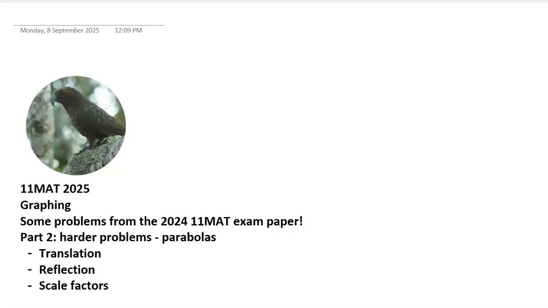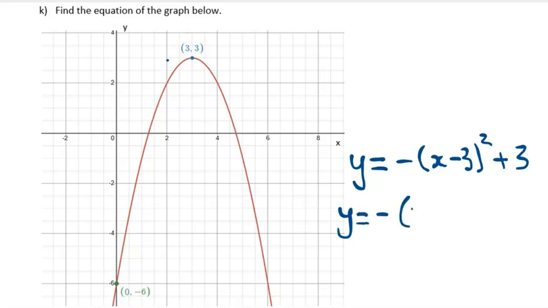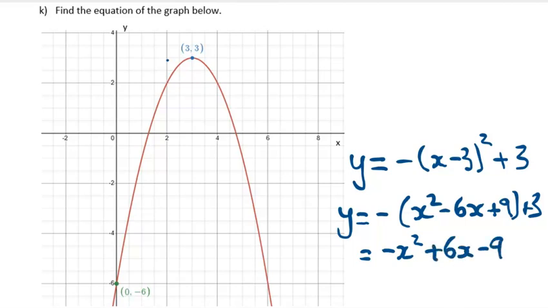So the first question we're going to look at continues on from the video I did earlier today, where we had to find the equation of this graph. Now we found, in vertex form, that it was y equals negative (x minus 3) squared plus 3, and we can also write that in expanded form as y is equal to negative (x squared minus 6x plus 9) plus 3, and then expanding out all those brackets we get negative x squared plus 6x minus 9 plus 3, which gives me negative x squared plus 6x minus 6.